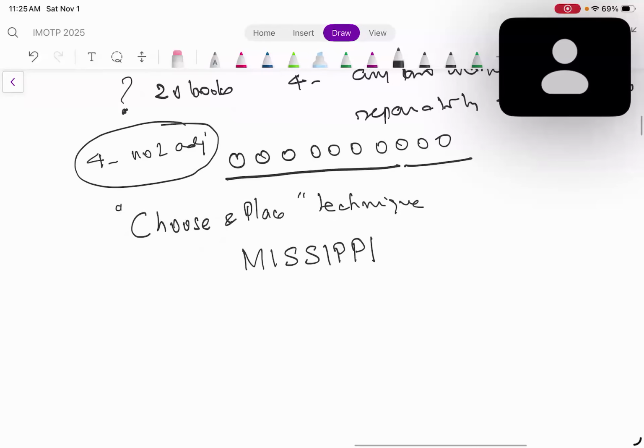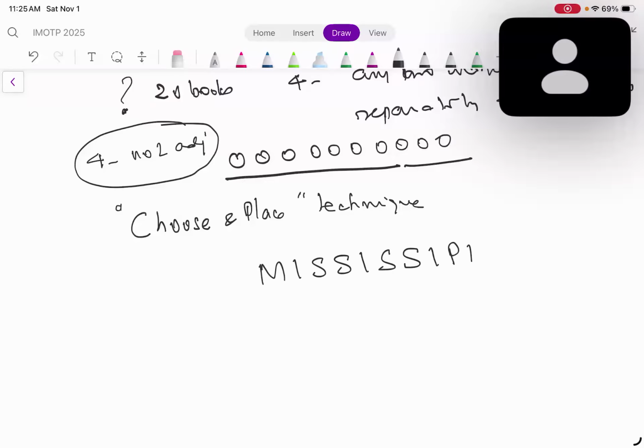Mississippi, correct? No, this is wrong, there will be two occurrences. This is wrong, wait a second. Mississippi, correct. Okay, now there are 11 letters here.